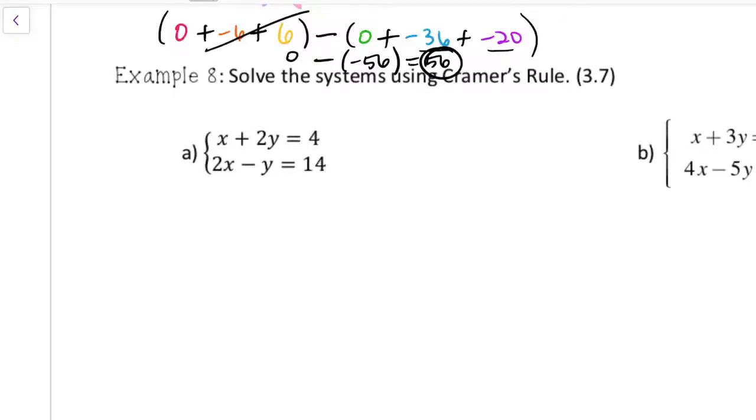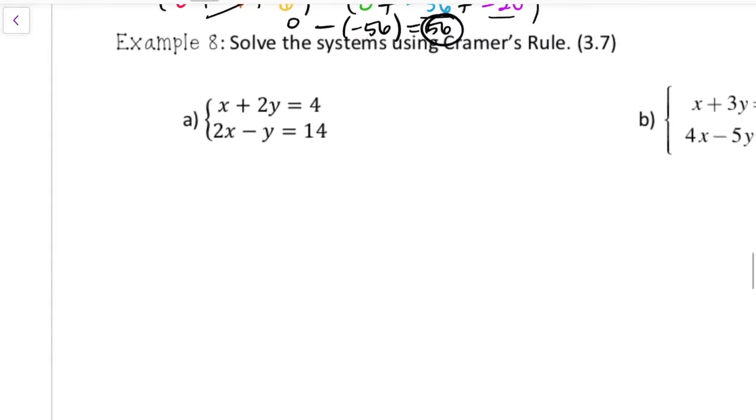Okay, we are going to solve the system using Cramer's rule. So section 3.7 day 1, we talked about Cramer's rule for 2 by 2 matrices, which is what we're going to do for example A. The first thing I like to start with is color coding everything.